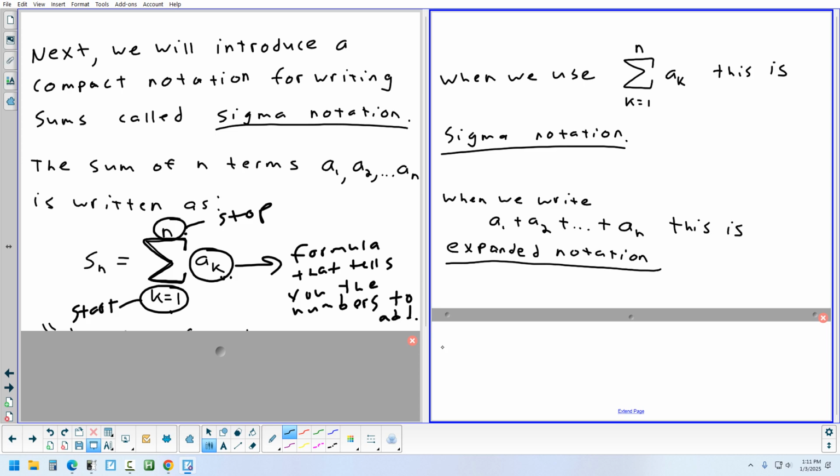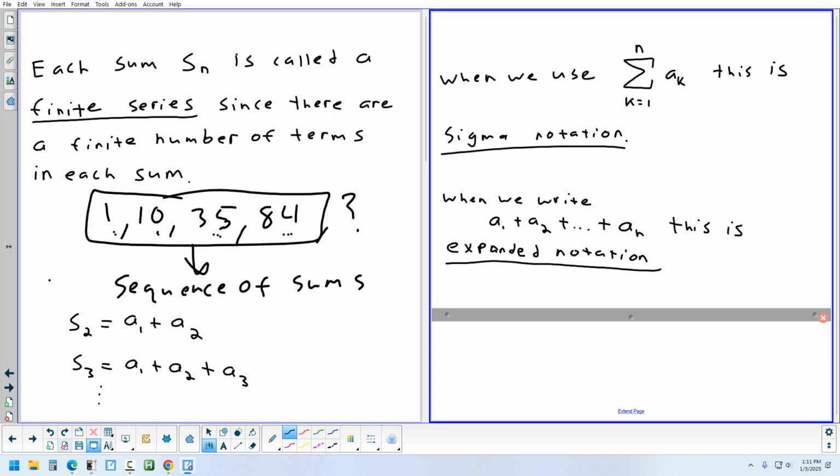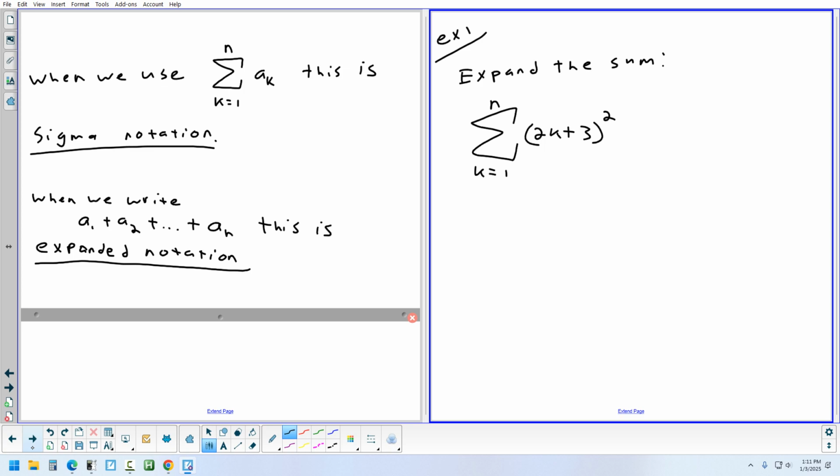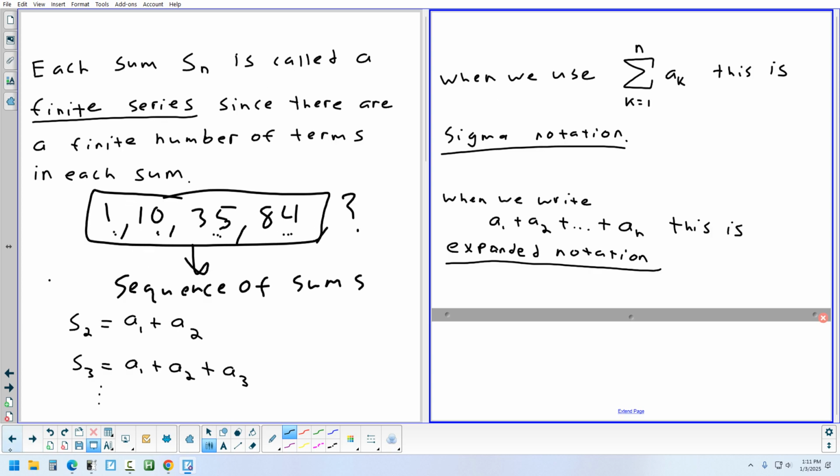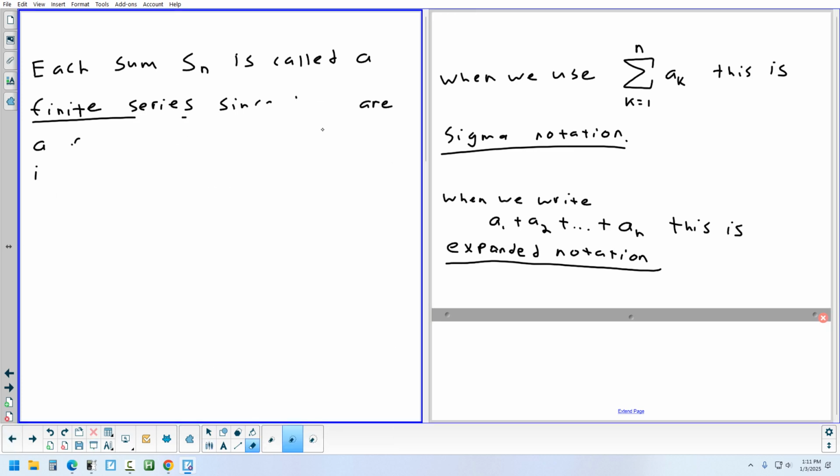So the difference between these, go back, between actually writing it out the long way and writing it with the sigma, the top one is called sigma notation. Okay, that's a short way of writing down a sum. The bottom one is called expanded notation. So let's try another one of those.